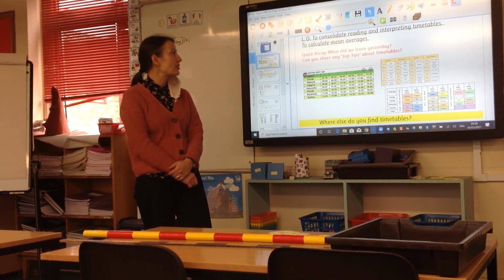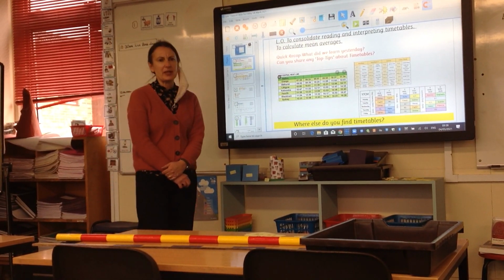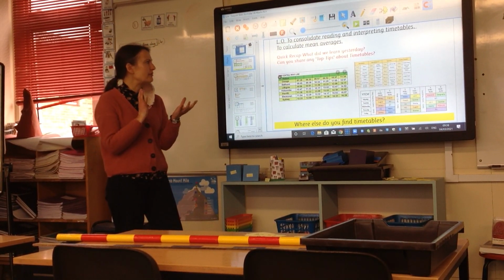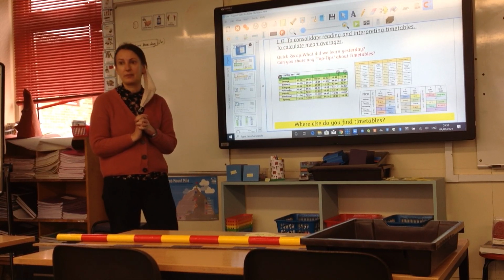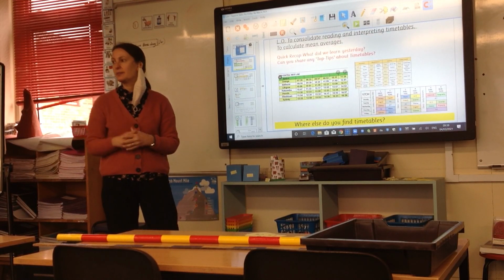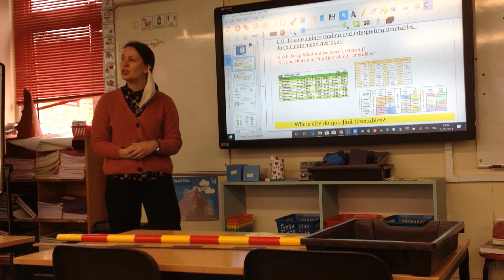Today we're going to first consolidate our learning of our timetables. So, what did we learn yesterday about timetables? What were the important factors that we had to think about when we were using timetables? What strategies did you use to try and lift the information? Yes? Finding the right piece of data. Yep, so what did you do to find that piece of information?